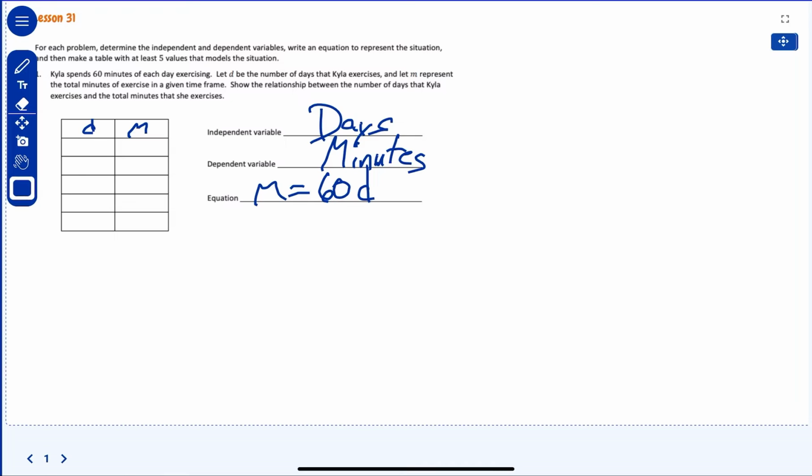So, if we have one day, how many minutes has she exercised? What about 2 days? What about 3 days? What about 4 days? What about 5 days? 300 minutes. Okay.